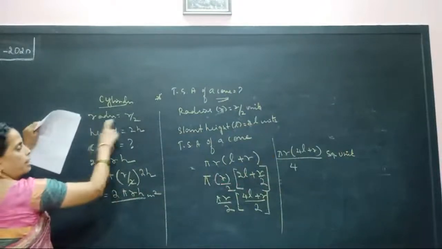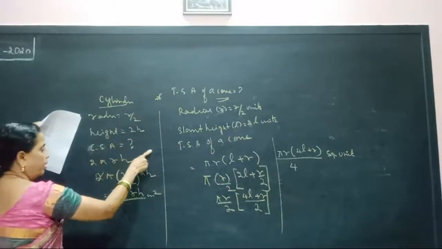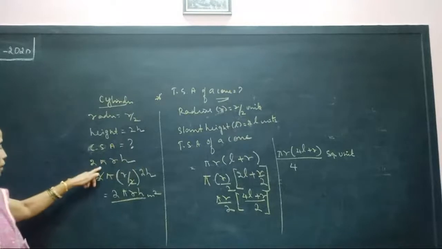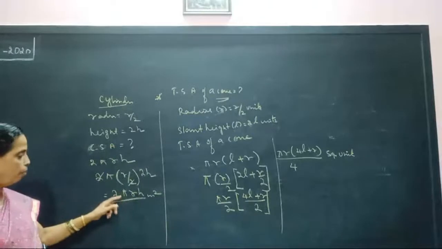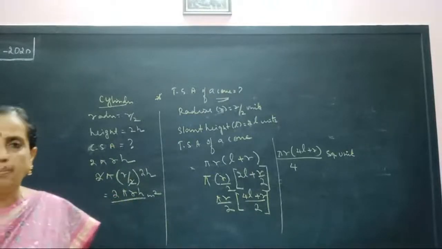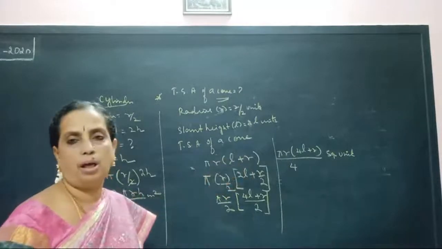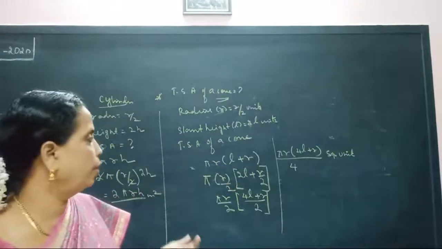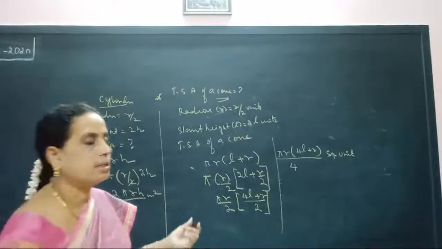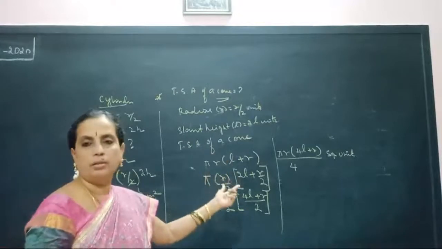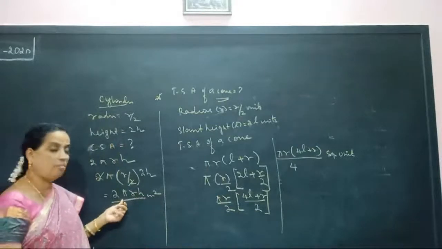So same thing, I took it for cylinder. Suppose the radius is half, height is double. What is its curved surface area? I substituted in the curved surface area formula 2 pi rh, where you will get 2 pi rh only, it remains the same. Whereas in case of total surface area, you have a different formula, not exactly pi r into l plus r, but we have kept it in terms of r and l only.